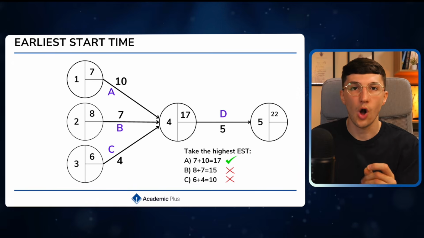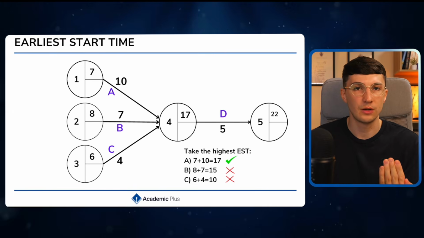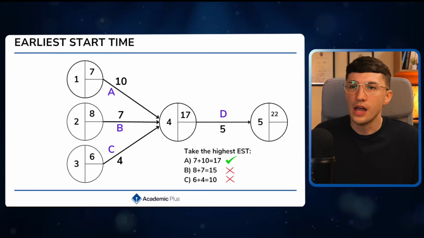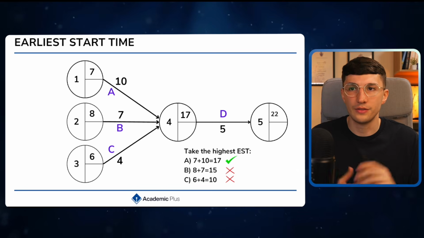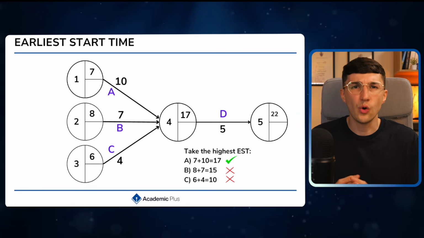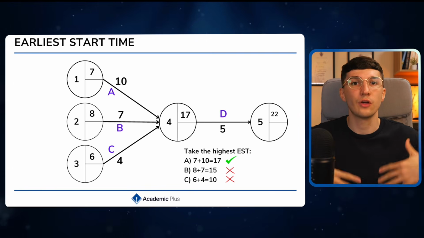Now, the reason why we take the highest number is because we need all of those activities to be completed before we start task D. Because if you think about it, if I took C, for example, and I did the earliest start time for task D on day 10, well, task B or task A haven't been completed yet. That is why we take the highest value.